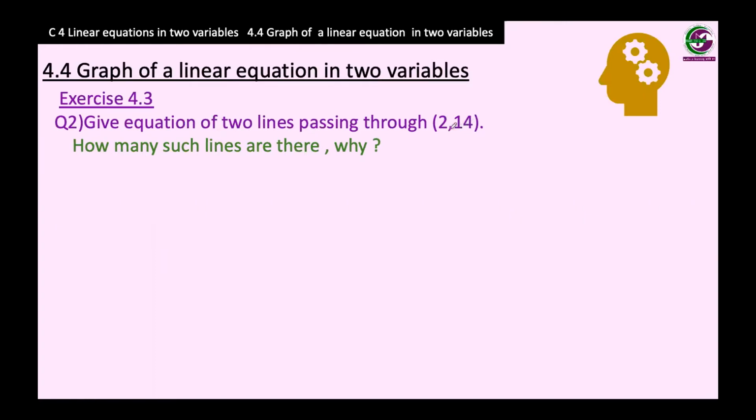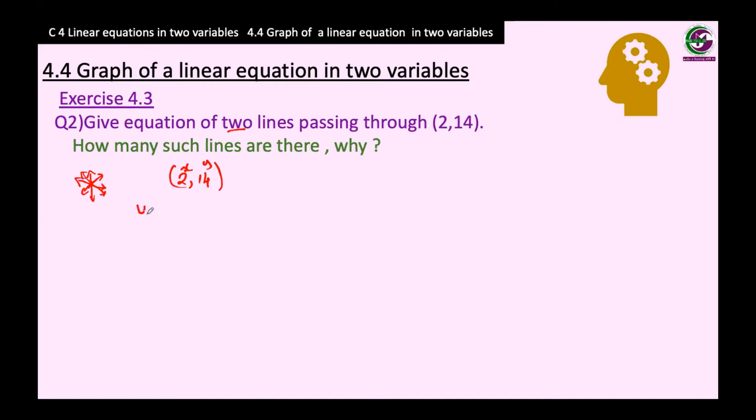In the previous period, we have seen that when you are given a point, passing through this point, we can draw uncountable number of lines. It's not only two lines, we can draw uncountable number of lines passing through a given point. Now here you are asked to write the equations which represent two lines. So here the point is (2, 14). We take the first number as x and the second number as y.